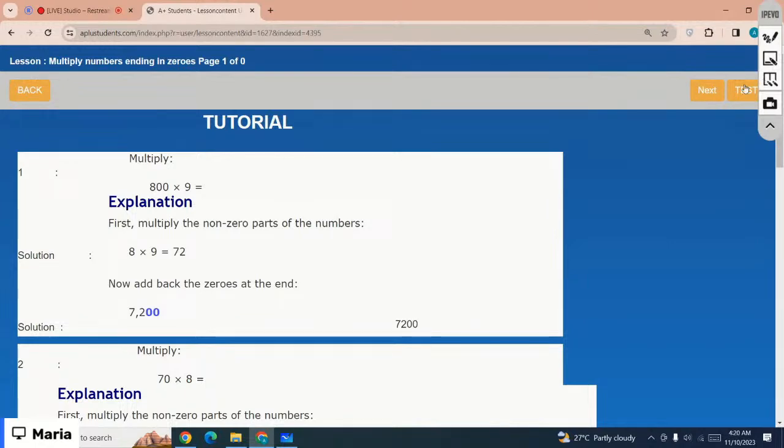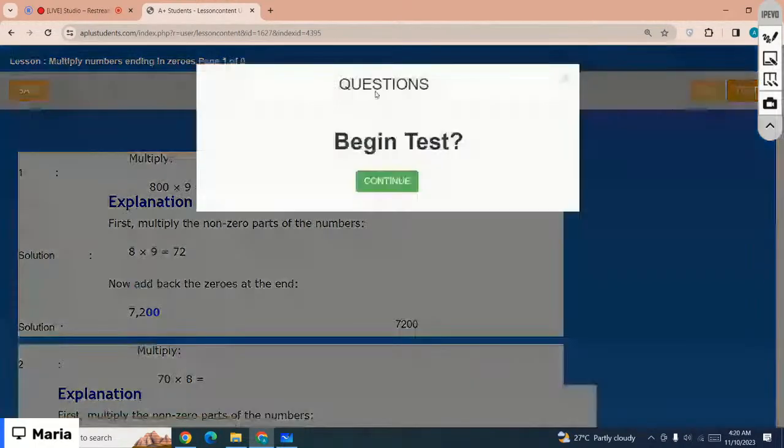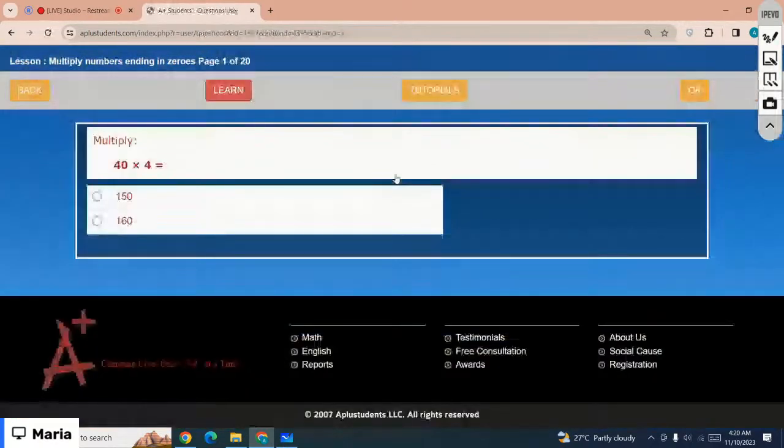What you have to do is simply multiply the non-zero values, and then add the total zeros you have. Like for this one, you have 40 times 4. You have only one zero here, right? Just multiply the non-zero numbers. 4 times 4 is 16, right? You have one zero, add the zero at the end, it would be 160. Option 2 is the correct option. Got it? It is 160.